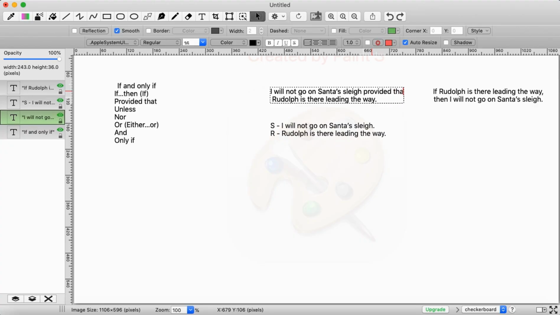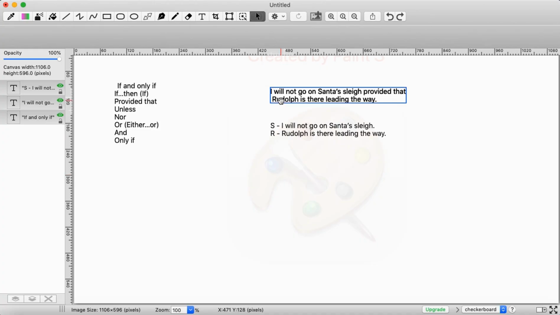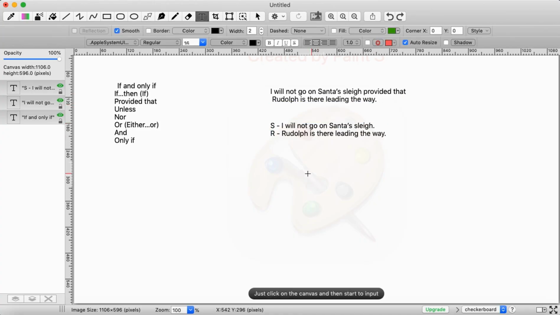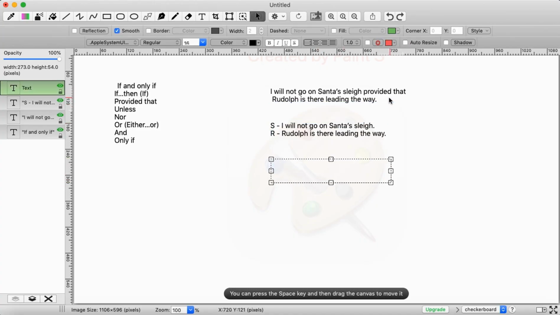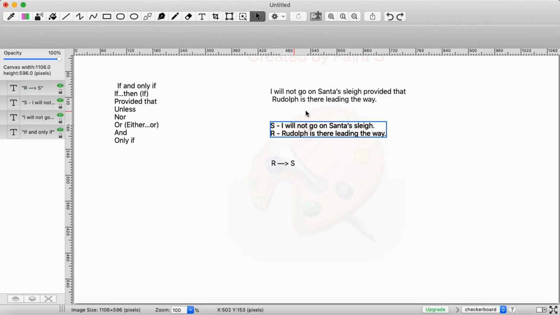Provided. This is kind of where it just reads what it is. So in this case, this is where you have R to S. And the reason why it is saying provided that, the provided that means that this needs to happen for this. So if Rudolph is there leading the way, then I will not go on Santa's sleigh. Okay, that's what that means. So when you say provided that, whatever comes after, this thing has to exist because of this.